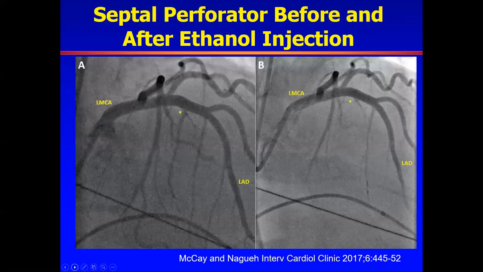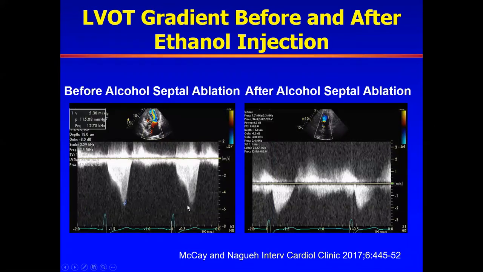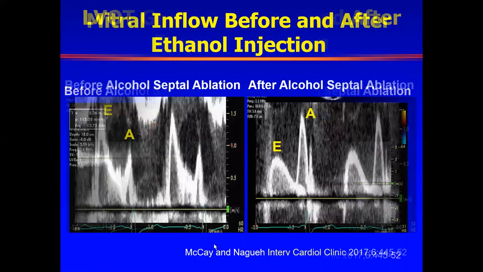This is a case done, I want to say, relatively recently with alcohol septal ablation, a patient with advanced heart failure, almost class 4. There is the septal perforator before and after alcohol injection. The septal perforator is gone. If you look at the gradient, there is a large gradient, about 115. You see early obstruction, so there is no dynamic gradient here, early peaking of the velocity, so to speak. So effective release of the gradient.